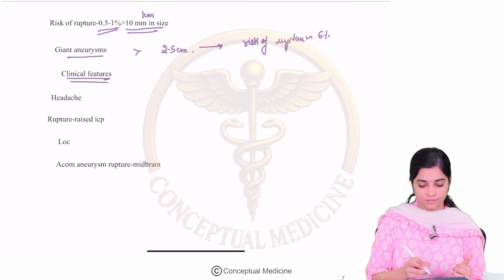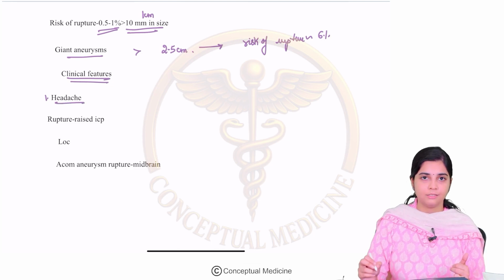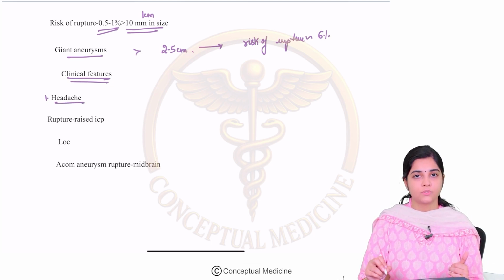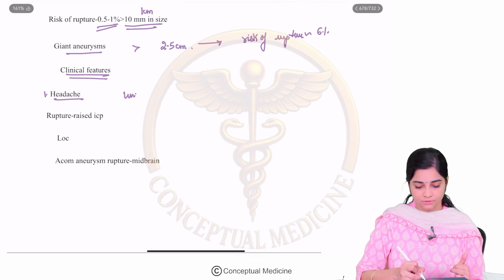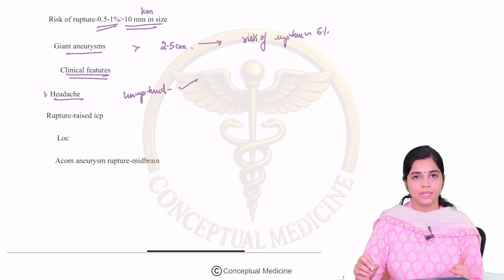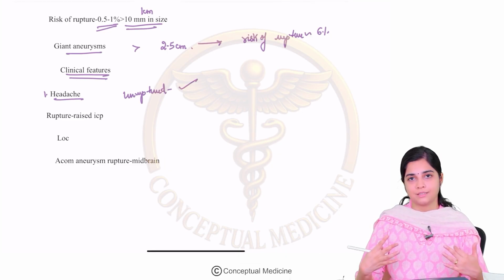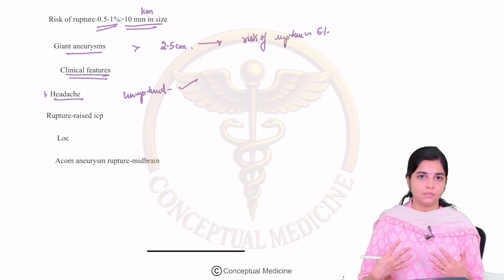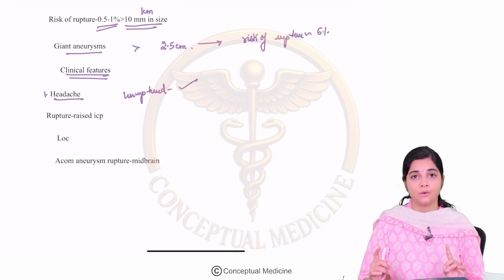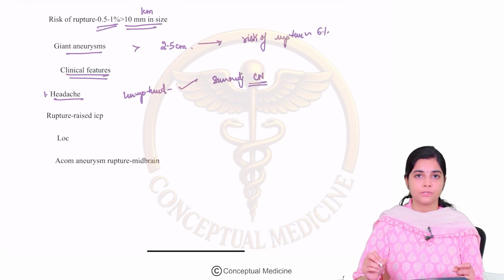What are the clinical features? The first and the most important clinical feature is that there can be a headache, right? Even in an unruptured aneurysm, you can have headache, mainly because as the aneurysm enlarges, it can compress the pain sensitive structures in the brain, and this can cause headache. As the aneurysm enlarges, it can also compress the surrounding cranial nerves.